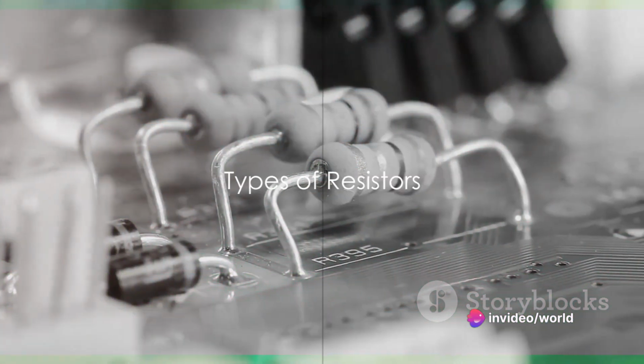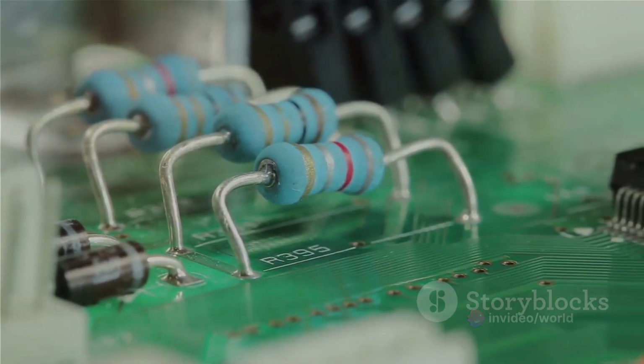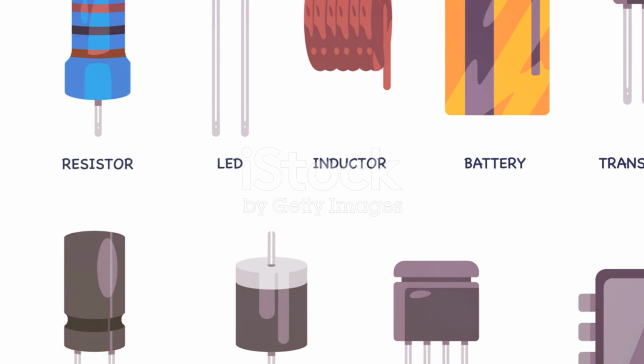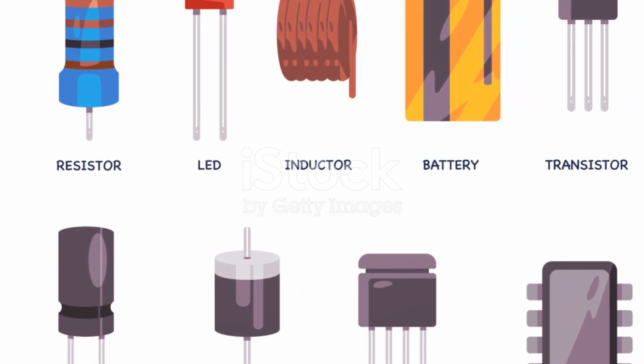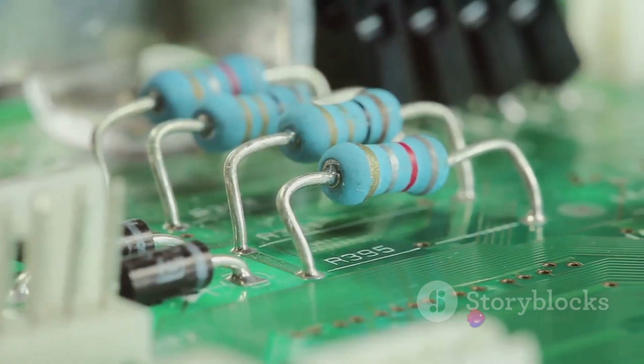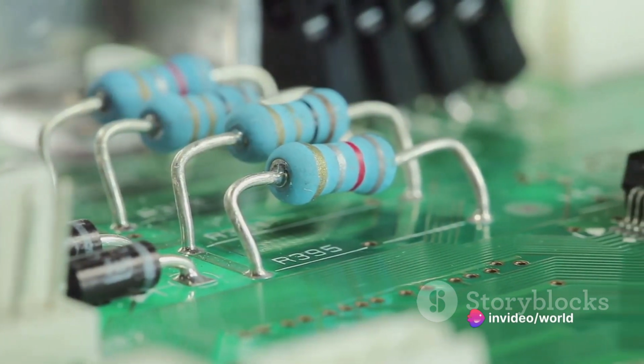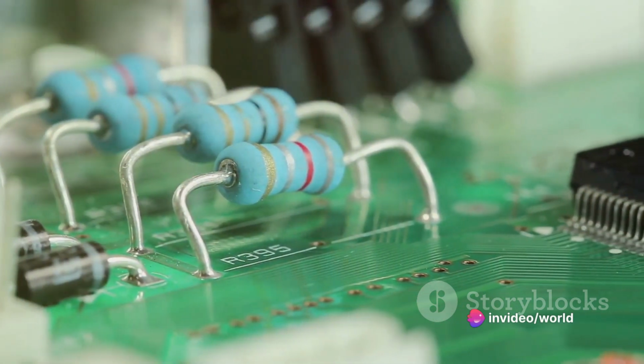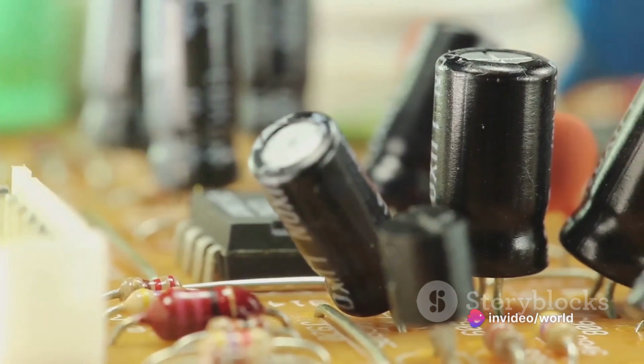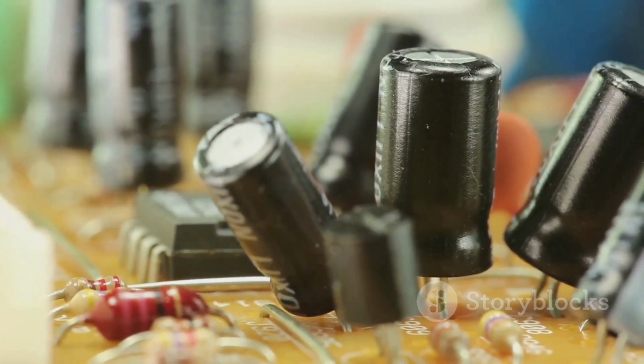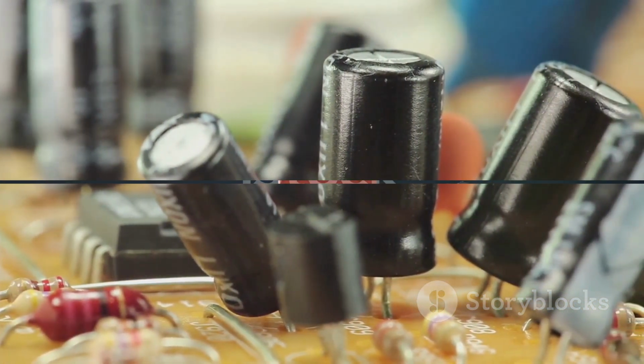Moving on, resistors come in various types, each with its own unique characteristics. There are fixed resistors, variable resistors, and special resistors. Fixed resistors have a static resistance value, while variable resistors allow you to adjust their resistance. Special resistors, on the other hand, have specific functions not covered by the other two types.